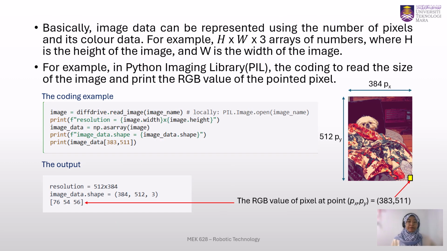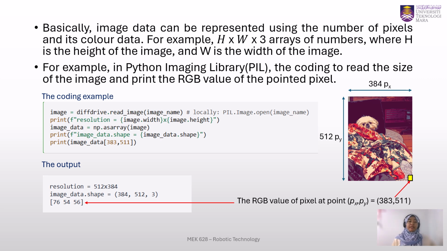Usually, the image can be represented by the number of its pixels in Y and X, and also its color data. For example, in this case, this picture can be represented as H times W times 3. H is the height. From this picture, the height is 512 in Y pixels, and the width is 384 in X pixels. The 3 means that this image is using 3D arrays of color, which consists of red, green, and blue.